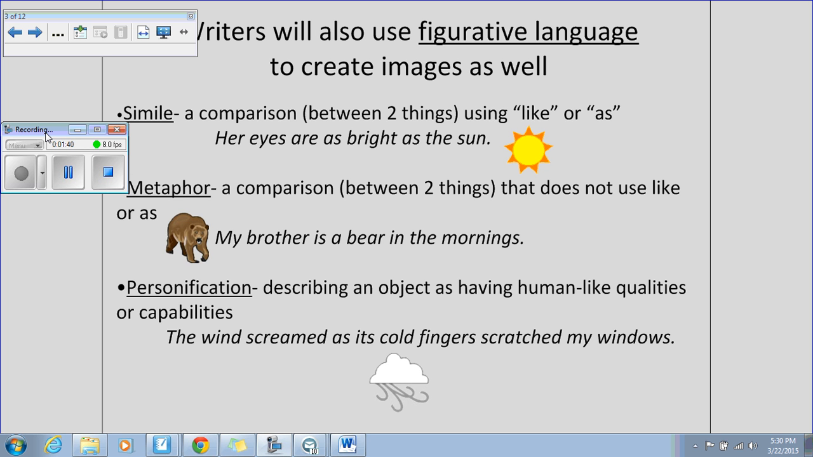Personification is describing an object as having human-like qualities or capabilities. The wind screamed as its cold fingers scratched my windows. Right? So one, the wind is screaming, and then the author is saying that the wind has cold fingers that are scratching against the windows.